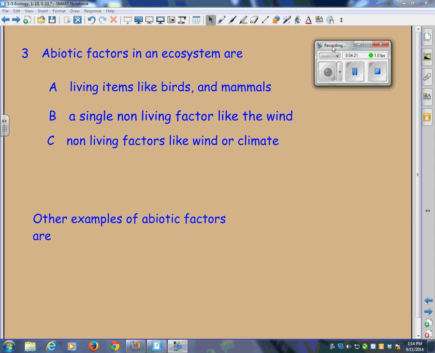Do you know the word abiotic? That's one of the words you need to know by the end of today. Abiotic factors. Do you know what that means?